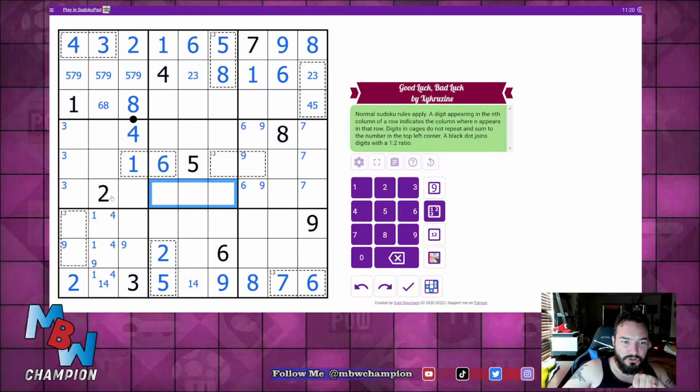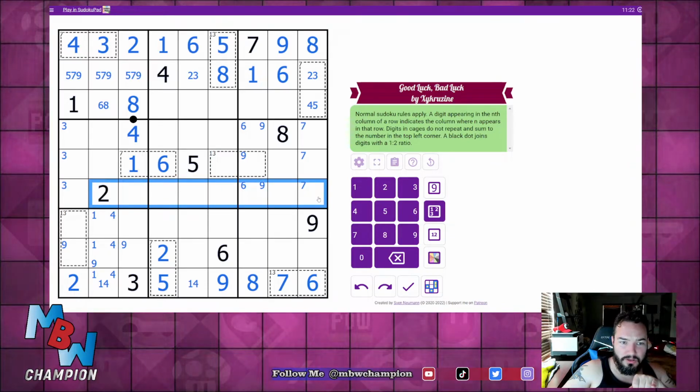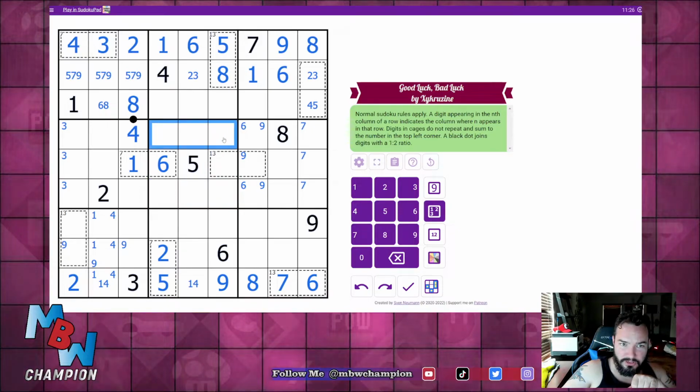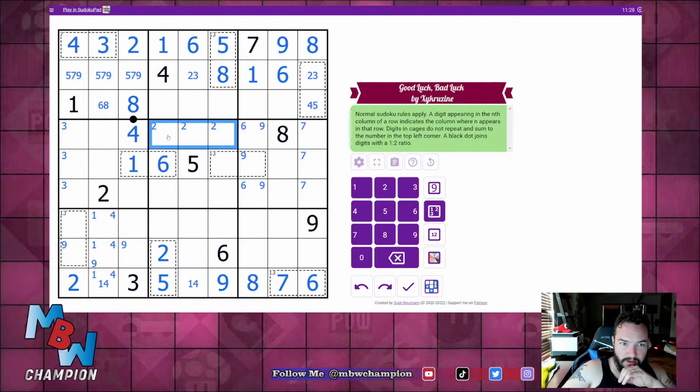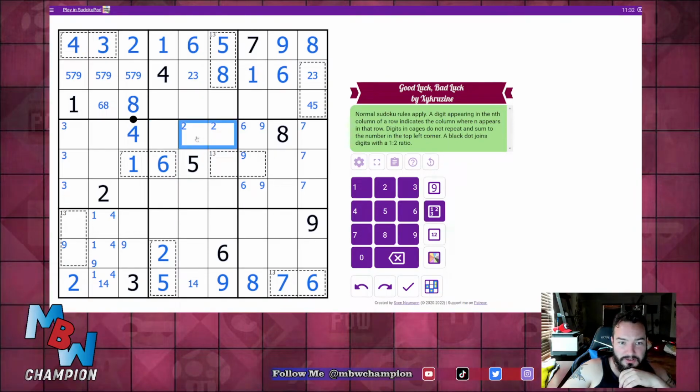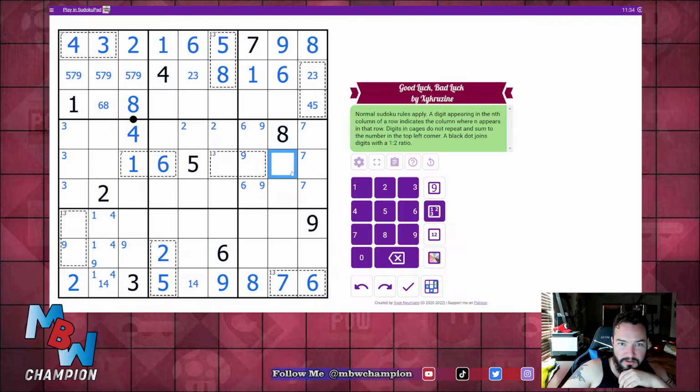But we can look at the 2. The 2 can't go right here, right? Can't go right here too because there's 13. So 2 does have to be up here. Now it can't be right here because of that 2. So because there's a 2 right here and a 2 down here, there has to be a 2 somewhere right here.